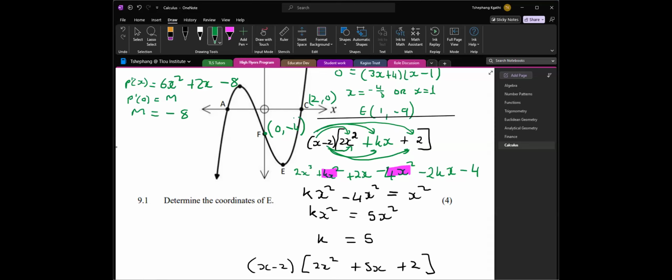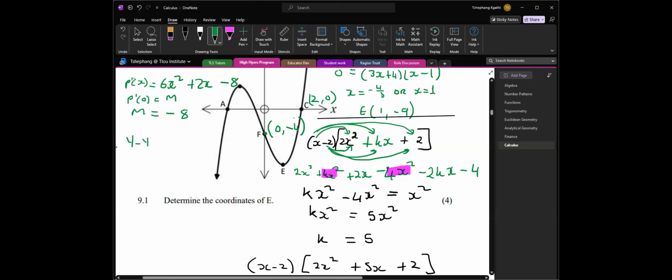Now that we have that, we're going to use y minus y1 equals m into x minus x1. So y minus -4, can immediately just say +4, equals -8 into x minus 0. Then y equals -8x minus 4. And that is the equation of the tangent passing through F.